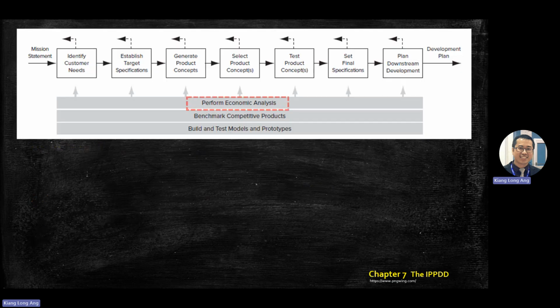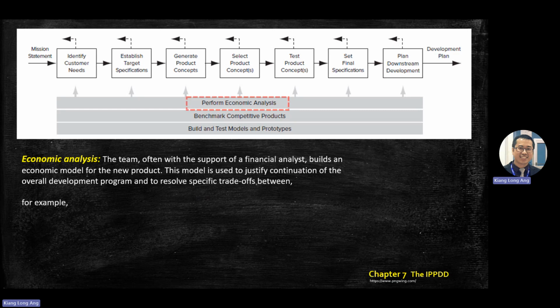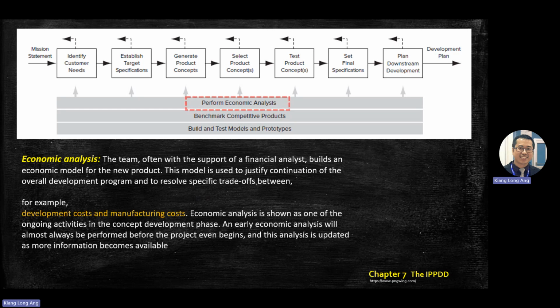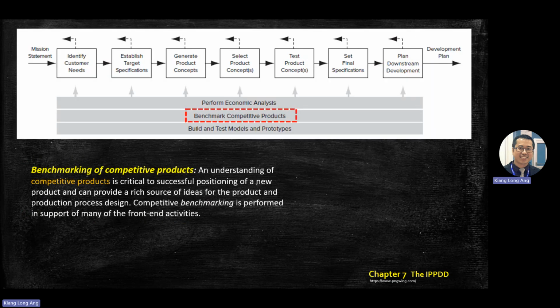Then you perform all this. You perform all this when you go along this cycle. You perform economic analysis, you do benchmarking, you build models and prototypes along from the beginning of the customer needs until the contract. You are ongoing, performing these three gray color agenda. Okay. So economic, you deal with costs. And then benchmarking. Benchmarking means you go and find a competitor or the best practice in the industry. Then you compare.